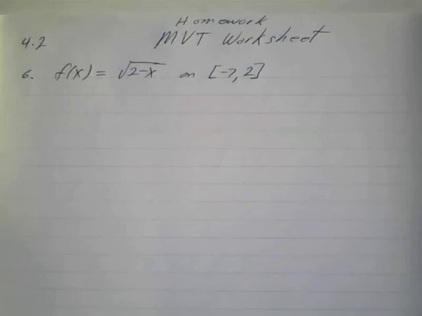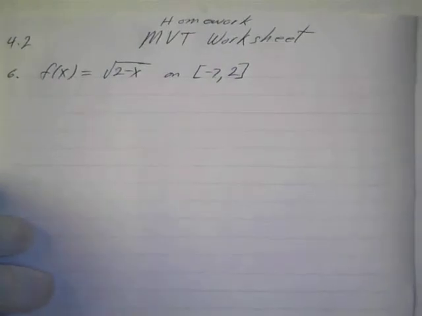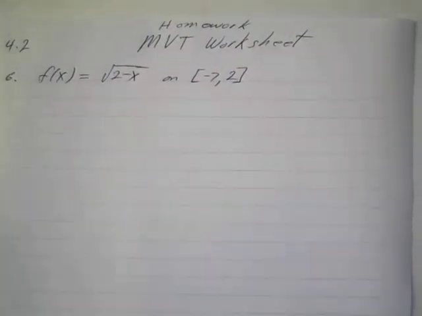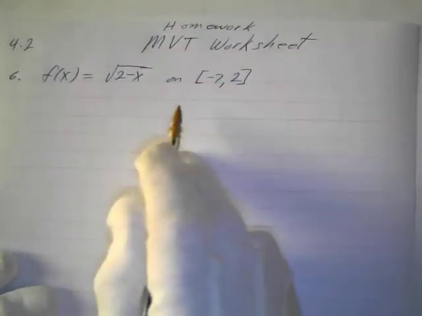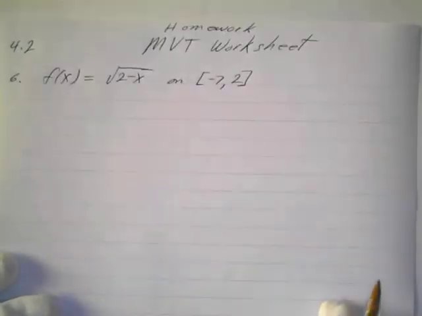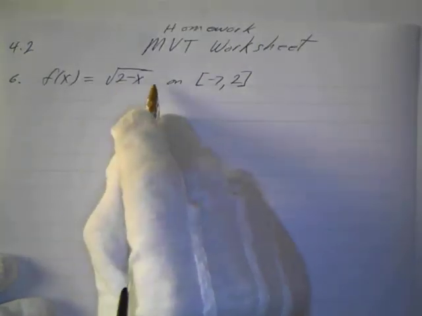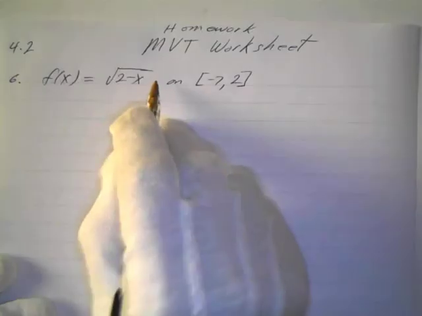Okay, so here's number 6, the mean value theorem worksheet. f of x equals the square root of 2 minus x on this closed interval -7 to 2. So let's see what this is going to look like. First of all, I've got to check to see if it's continuous on this interval. We've got some issues with the square root, so we know it's got to be greater than or equal to 0 for it to be defined.